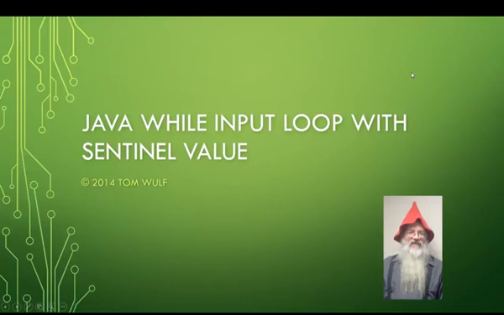Okay, now we're going to look at using a while loop to get input from a user, and we'll have a sentinel value that'll terminate the input. So the idea here is we're going to get data from a user, and we don't know how much data they're going to enter. And they're going to give us a particular value that tells us when they're done.